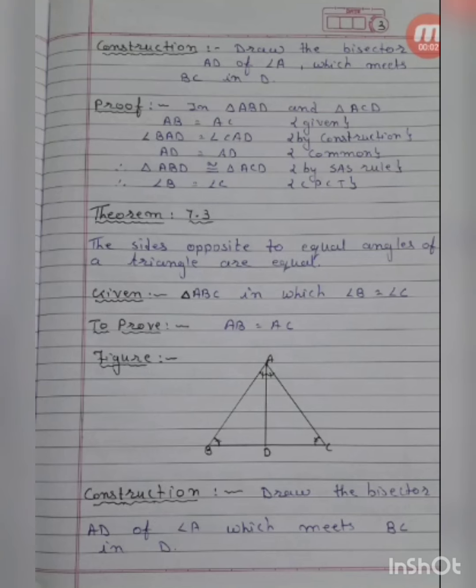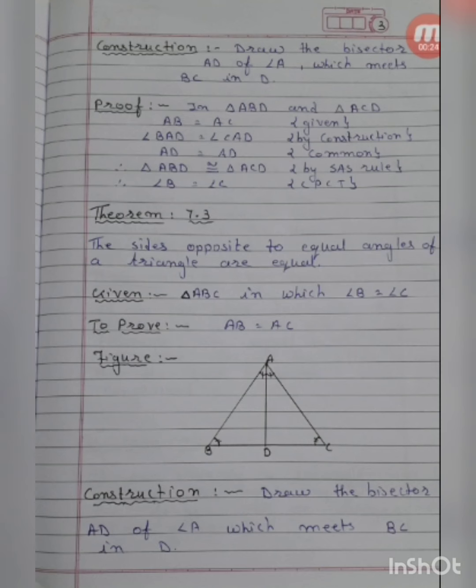Theorem 7.3. The sides opposite to equal angles of a triangle are equal. Here given triangle ABC in which angle B is equal to angle C. To prove AB is equal to AC. This is the converse of theorem 7.2. In the figure, the same figure as for theorem 7.2.